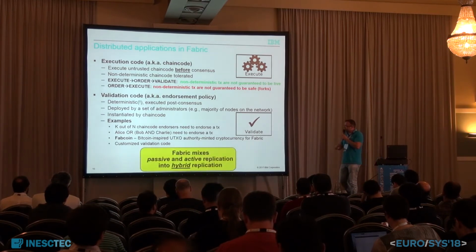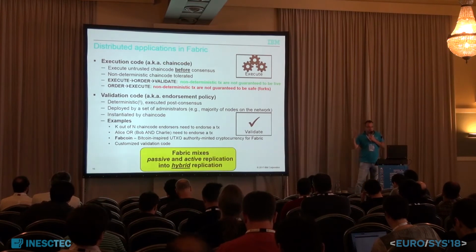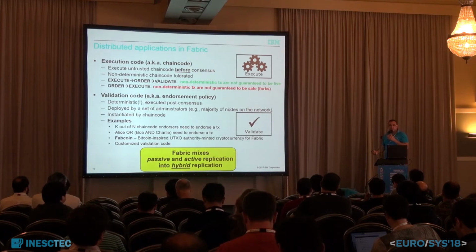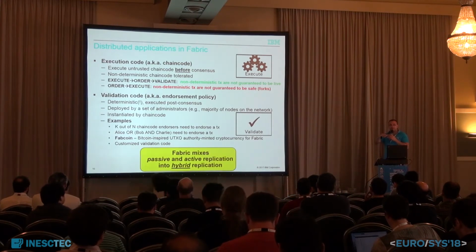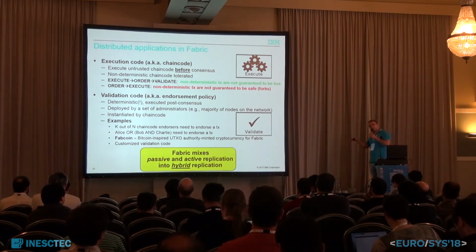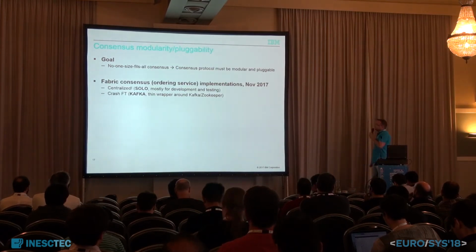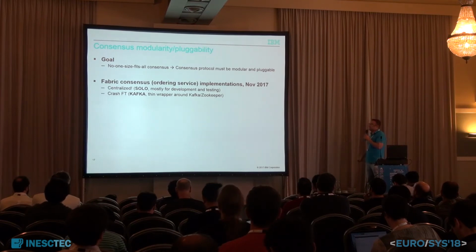And in terms of replication, passive and active, we essentially have hybrid replication. It's a mixture of passive, like execute and then agree on the updates, and execute after consensus. So this is where basically we mix passive and active into hybrid replication. So for consensus, it's modular and it has total order semantics.